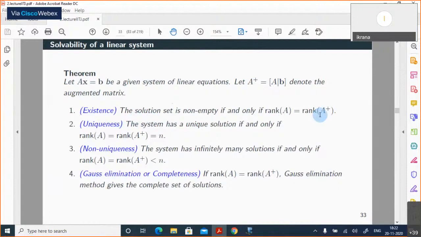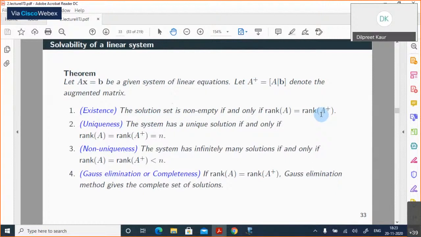That means when you are doing the row operations, you don't get an equation 0 equal to something non-zero, right? So that means the rank of A is equal to the rank of A plus, the number of non-zero rows in A plus. So that is the same as saying the rank of the augmented matrix is equal to the rank of the original matrix. Then the system has a solution, right?